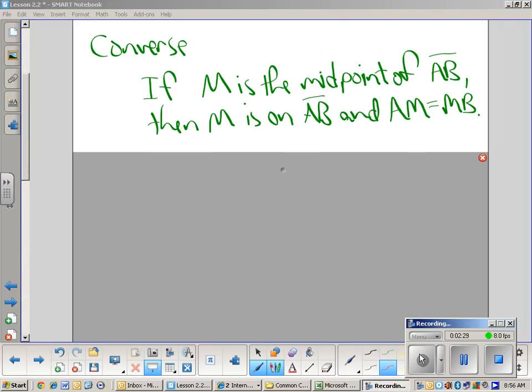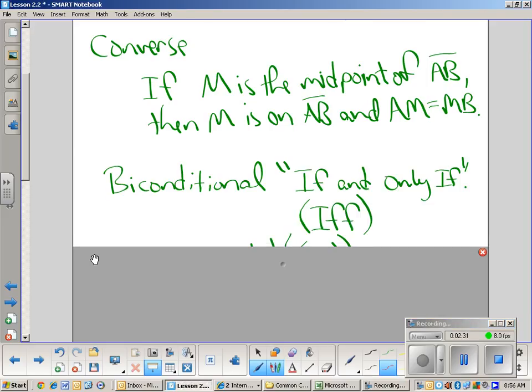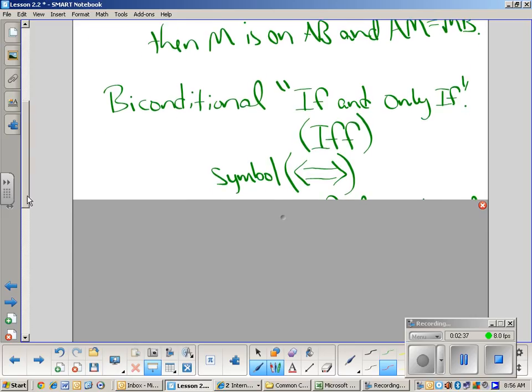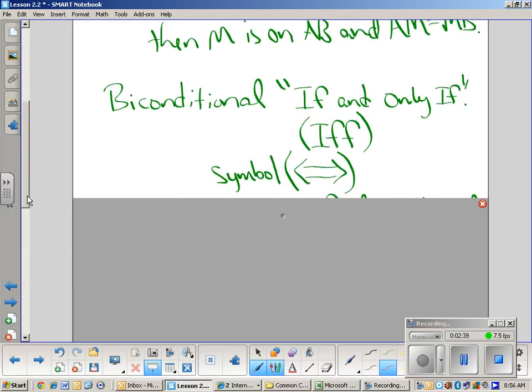All right. Now, a biconditional uses the words if and only if. Okay? A biconditional uses the words if and only if. Sometimes it's abbreviated IFF. The symbol for it would look like an equal sign with an arrow on both ends. We can write this statement now as a biconditional. Since both of those statements are true, the original conditional and the converse, then we can write it as a biconditional.